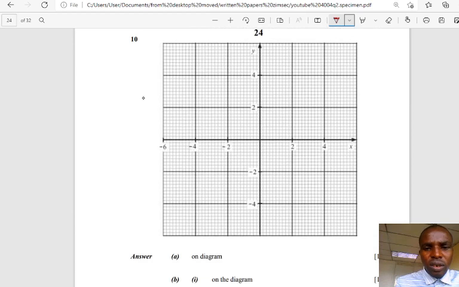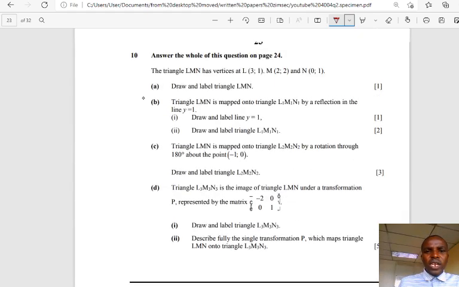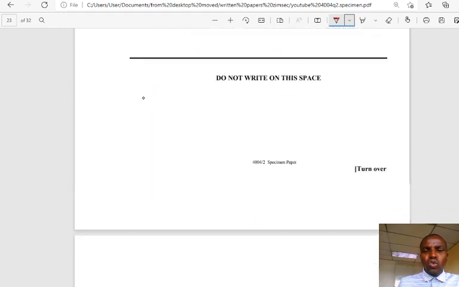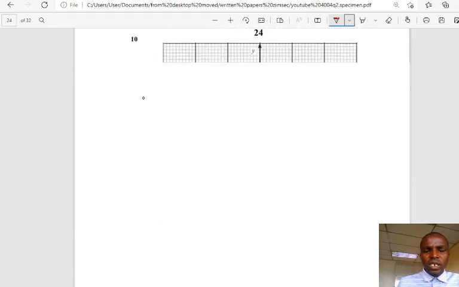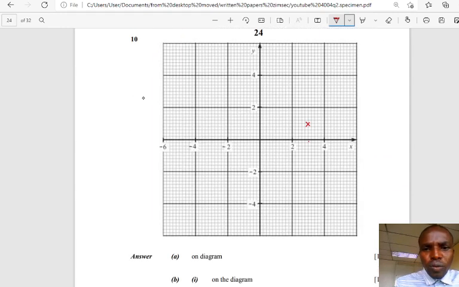So 3, and 1, 2, 3, 4, 5 on the axis. It's here, so (3,1), (2,2), and (0,1). Then (2,2) is here, and (0,1) is on x = 0, y = 1.